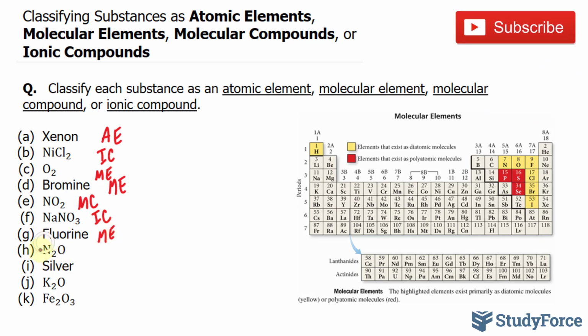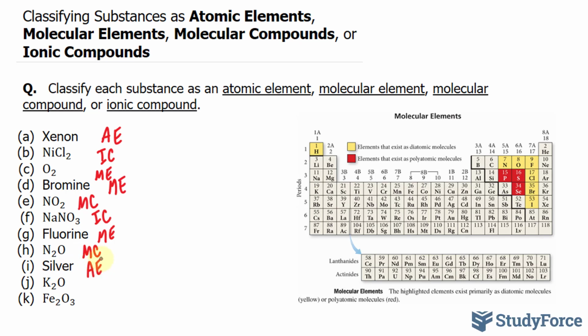Dinitrogen monoxide, H. Two nonmetals, molecular compound. Silver is a pure metal, that is an atomic element. K2O, K represents potassium, and O represents oxygen. We have a metal with a nonmetal, therefore it's an ionic compound.